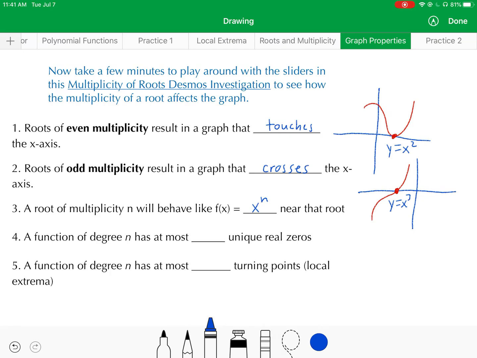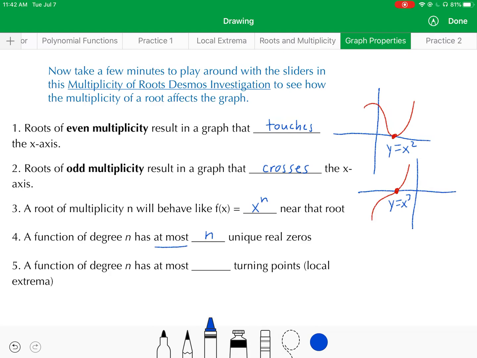Some other properties associated with the powers on your function, okay? So a function of degree n has at most n unique real zeros, okay? So this just kind of piggybacks off the fact that the multiplicities of all of your zeros, all of your roots, they have to add up to the degree, okay? So if your degree is 6 for your function, you're never going to have more than 6 zeros to the function. That's what that's stating, okay? Could you have fewer than 6? Yeah, there could be fewer than 6 unique real zeros, but that would just mean that some of those zeros, they'd have to have a multiplicity other than 1.